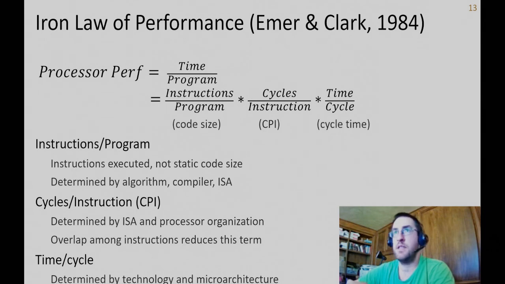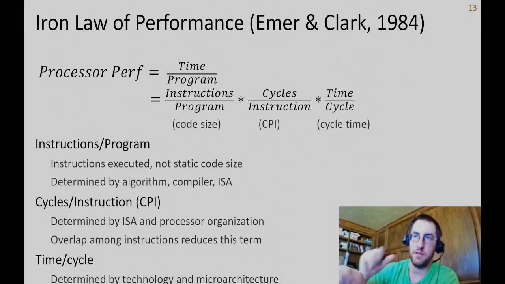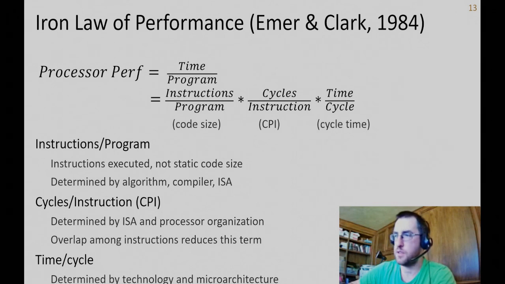So this is an equation that you're going to want to become comfortable with and familiar with. It's called the iron law of performance. It's existed for a long time, handed down to us. It says that we should measure the performance of a processor by measuring the time it takes to complete a program. And we can break that down into the number of instructions in the program, rather the number of instructions executed during the program's execution. So this is related to code size, but it's not related to the size of the code in the file. It's related to the number of instructions that a program has to execute to complete its work.